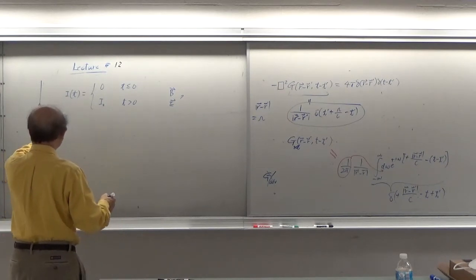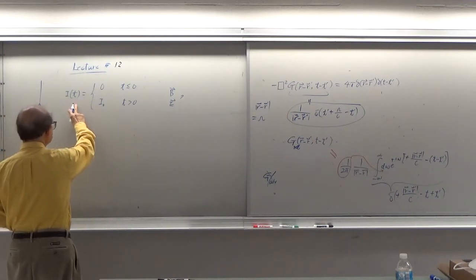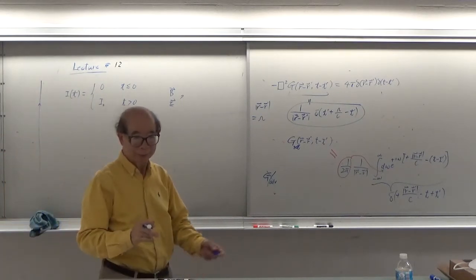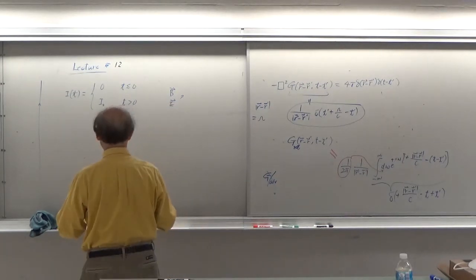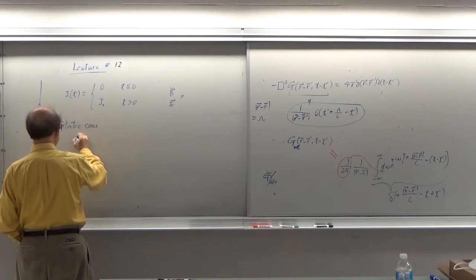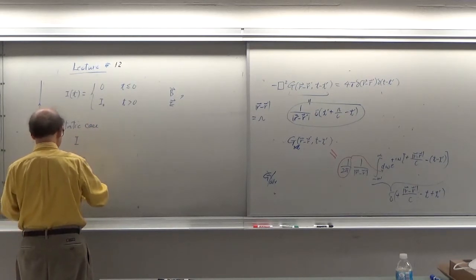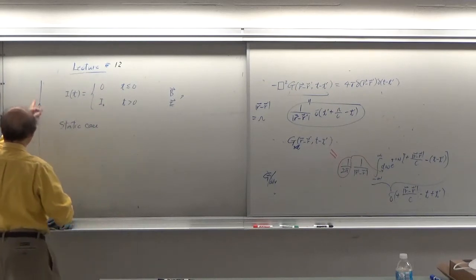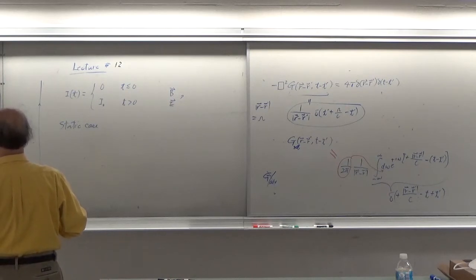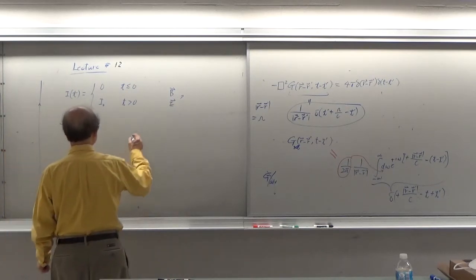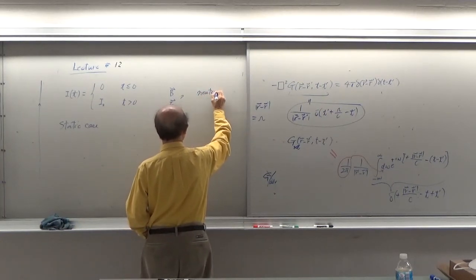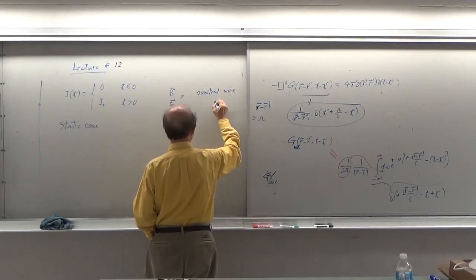Well, of course, if the current is I naught, independent of time, then that's the static problem, and we know the solution already. Static case. Presumably this wire is neutral, so that V is 0. Neutral. Potential 0.